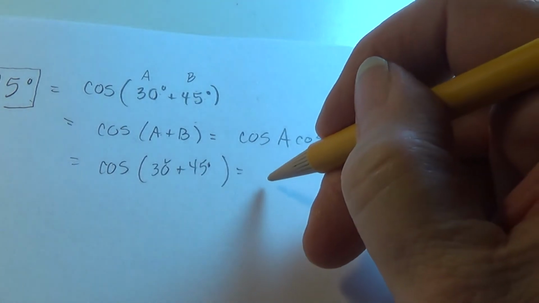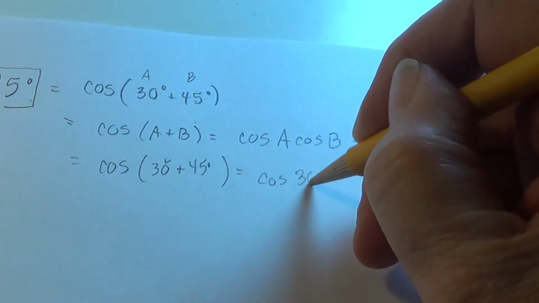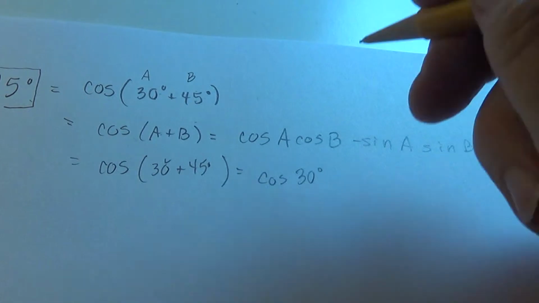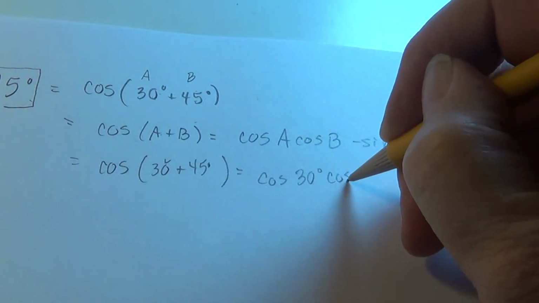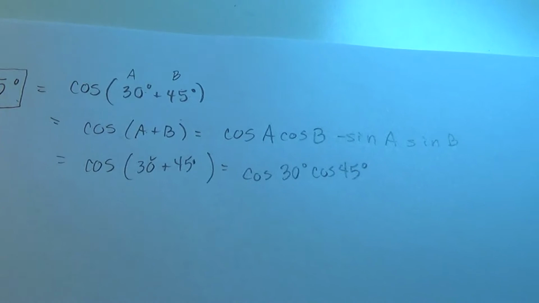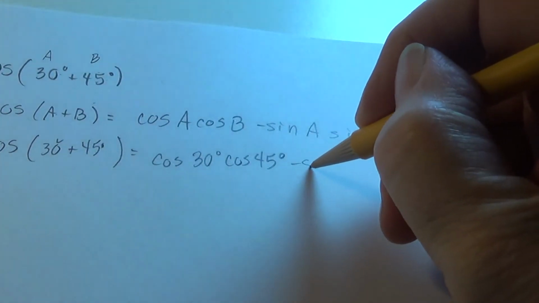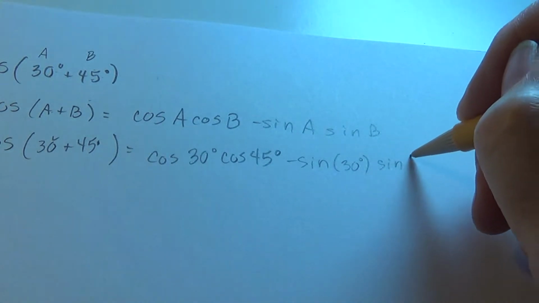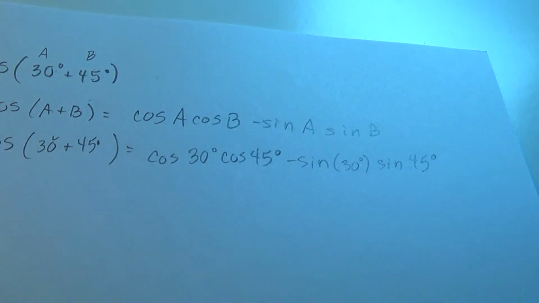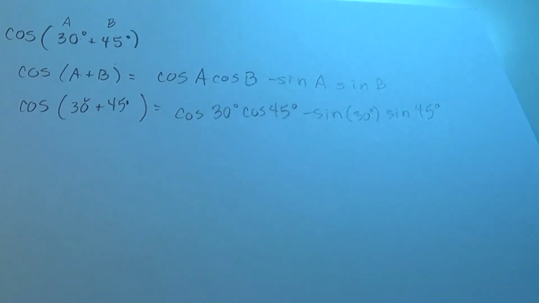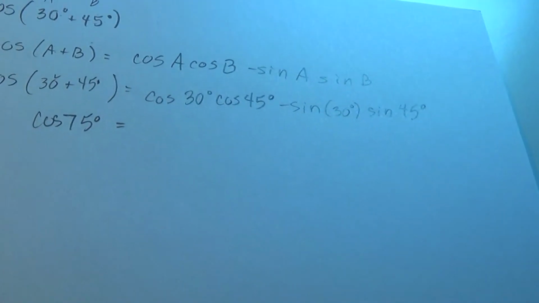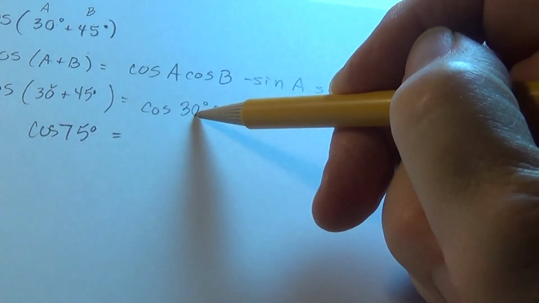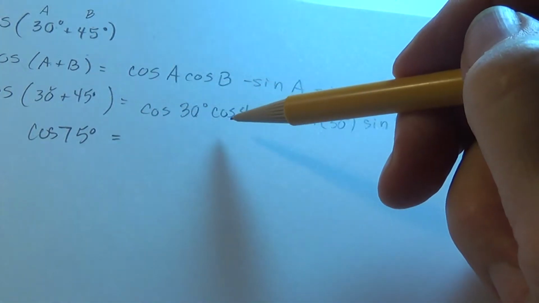So I'm going to get cosine A, which is 30, cosine B, which is 45, minus sine A, which is 30, sine B, which is 45. Using just substitution there. And this is going to give us cosine of 75. Let's see what these values are. I don't have my unit circle in front of me, but you do.